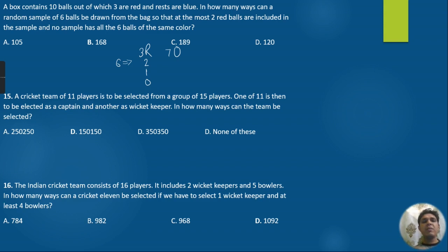If there are two red balls, so four other. If there is one red ball, so five other. If there are zero red balls, so six other. If I come to implement the selection, that means nCr.